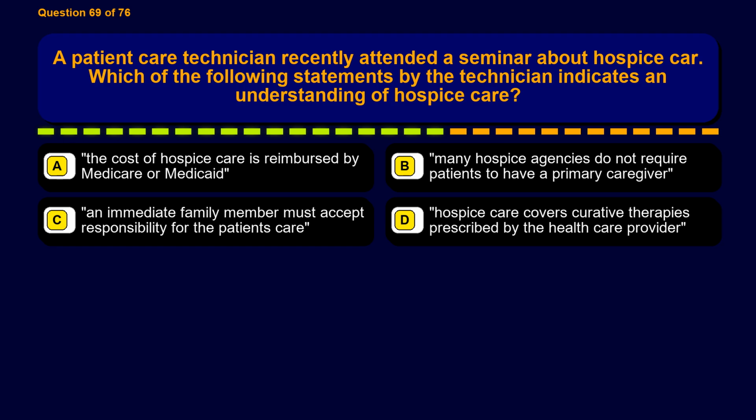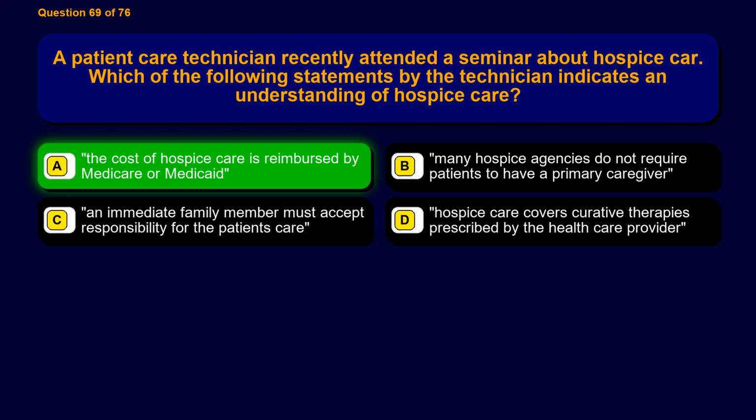Option A. The cost of hospice care is reimbursed by Medicare or Medicaid. Option B. Many hospice agencies do not require patients to have a primary caregiver. Option C. An immediate family member must accept responsibility for the patient's care. Option D. Hospice care covers curative therapies prescribed by the healthcare provider.